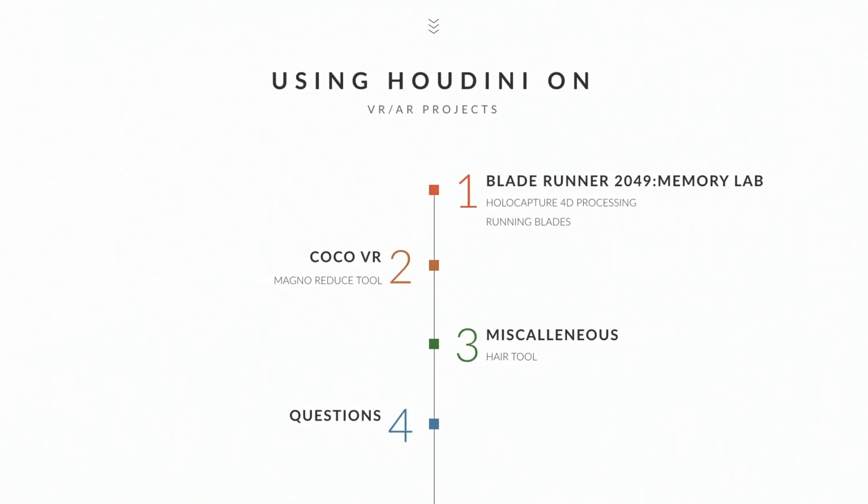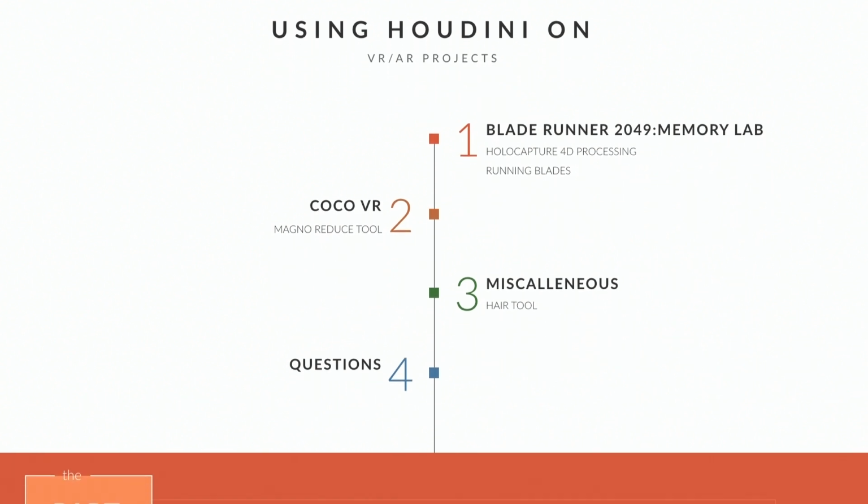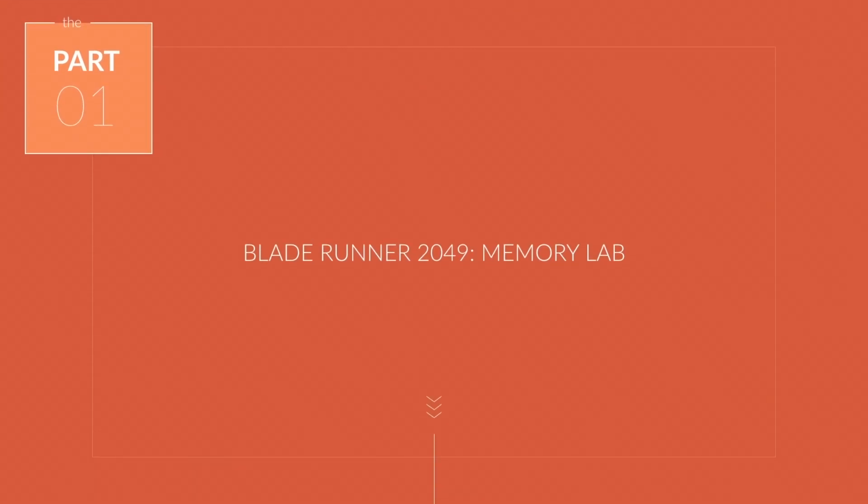Today I'm going to talk about Blade Runner, Memory Lab, Coco VR, and another miscellaneous way of how we use Houdini to deliver these products. I'm going to briefly talk about how we used Houdini to do all the Holocapture processing on Blade Runner, and then how we reduced all the assets on Coco VR. And then I'm going to talk about this hair tool that we developed at the end and open it for questions if we have time.